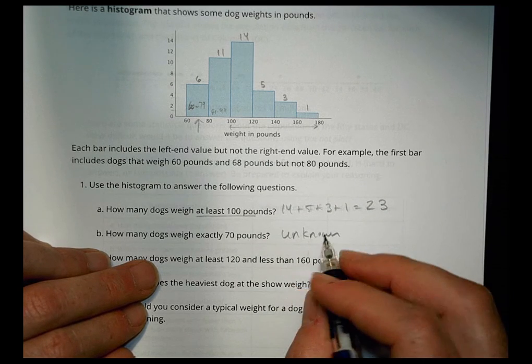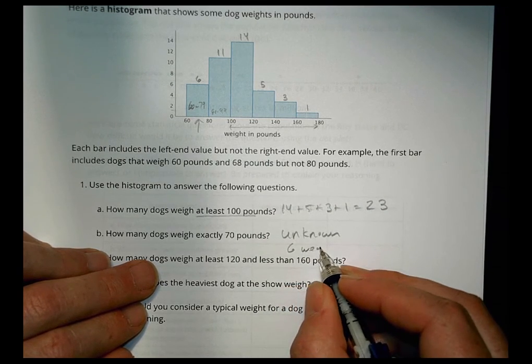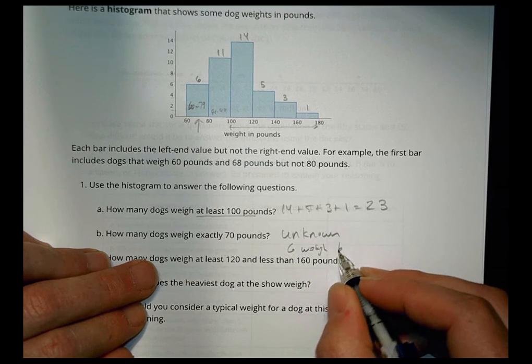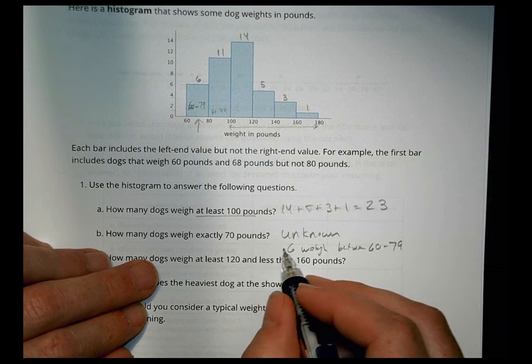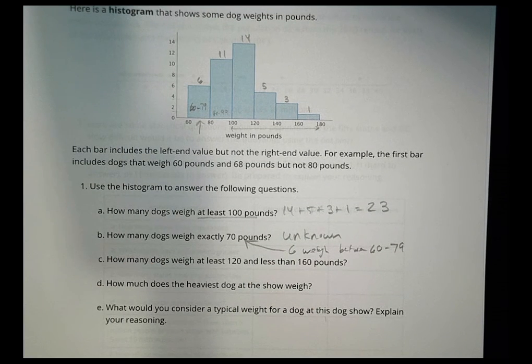I know that there are 6 that weigh between 60 and 79 pounds, but how many weigh exactly 70? I have no idea, no way of knowing. Not with a histogram, you can't tell.